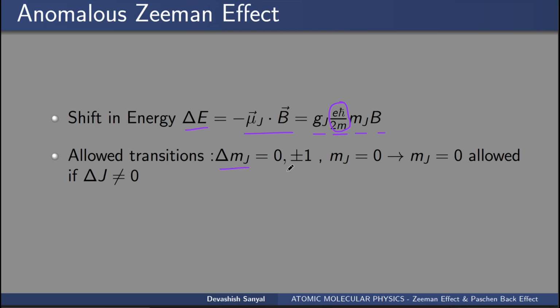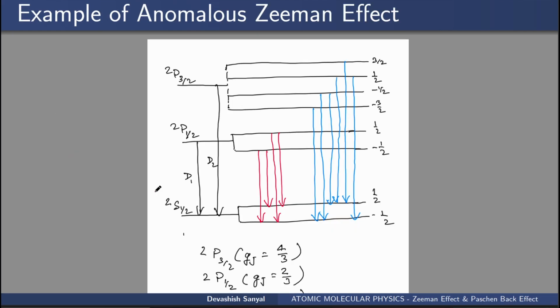The allowed transitions are delta m_j equal to 0, plus or minus 1, and the transition from m_j equal to 0 to m_j equal to 0 is allowed only when delta j is not equal to 0. If delta j is equal to 0, then the m_j equal to 0 to m_j equal to 0 transition is not allowed. So this is an example of the anomalous Zeeman effect.